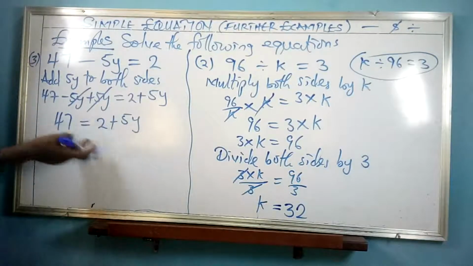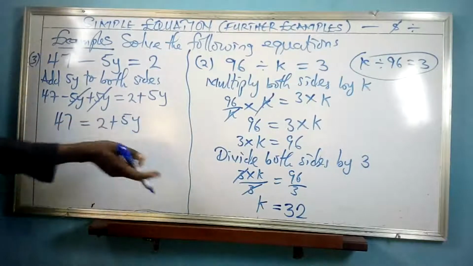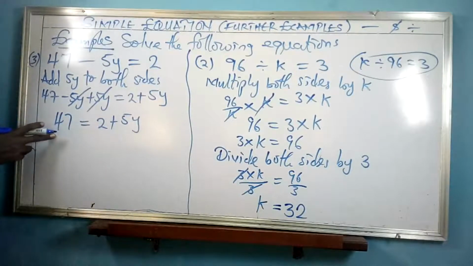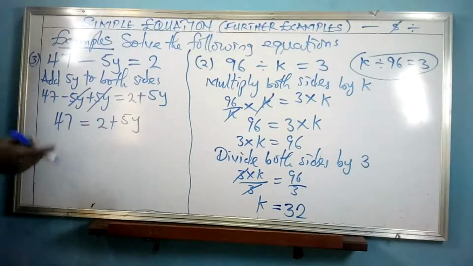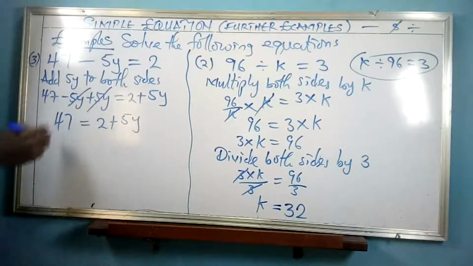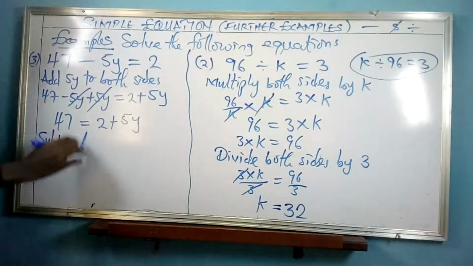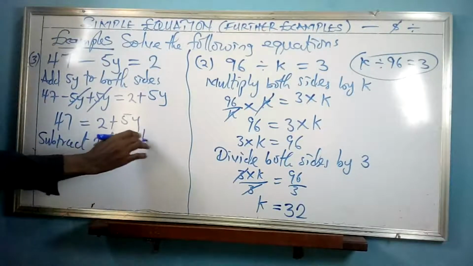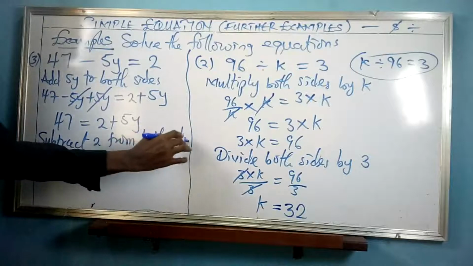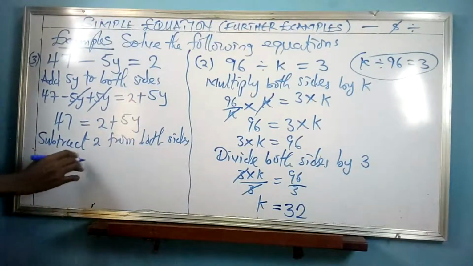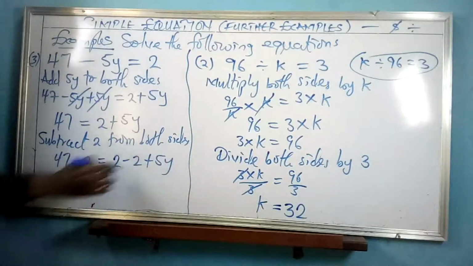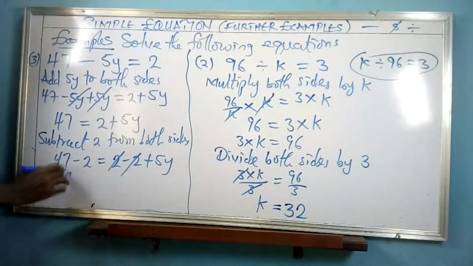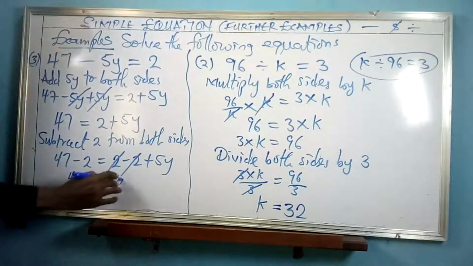Now in this one we're still looking for y, and the 5 and y go together. This one and this go together, we can still collect the like terms. 47 and 2 are like terms. So to get that, you take the 2 to the other side, that is, you subtract 2 from both sides. So we're going to have 47 minus 2 equals 2 minus 2 plus 5y. So 2 minus 2 goes, and this one will give us 45 equals 5y.